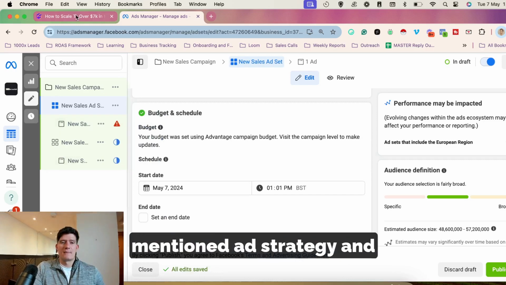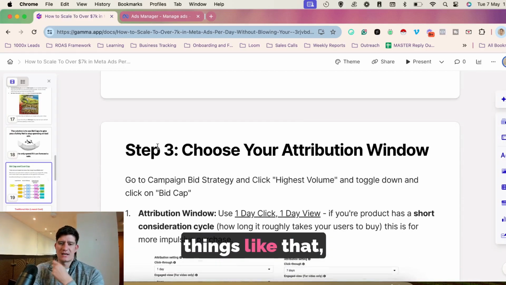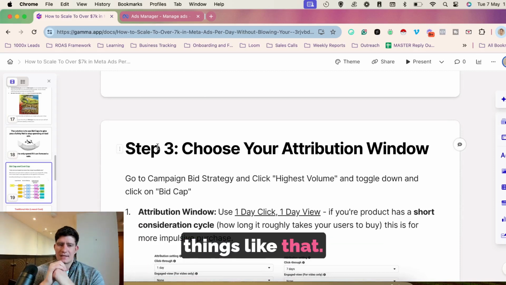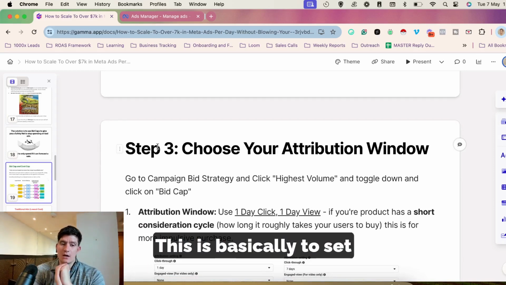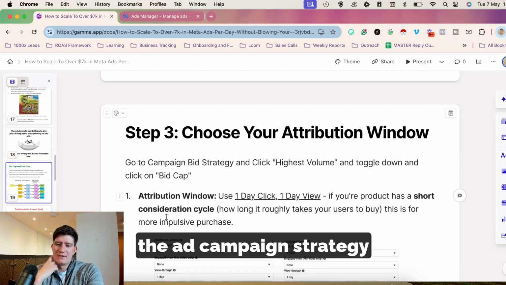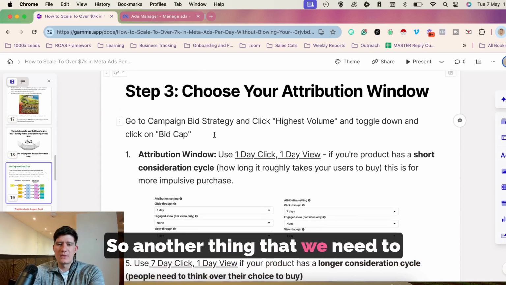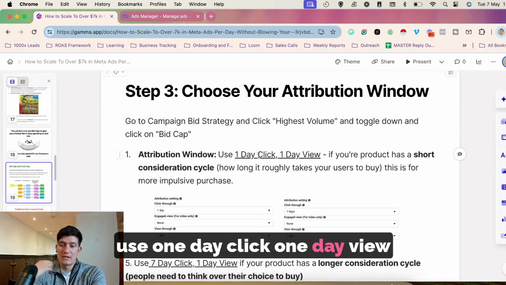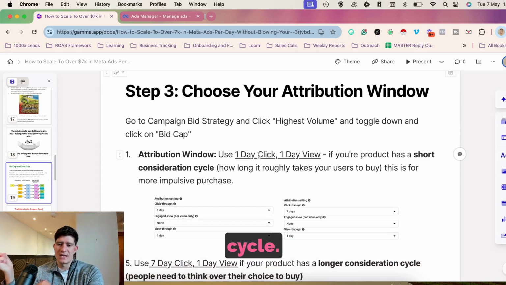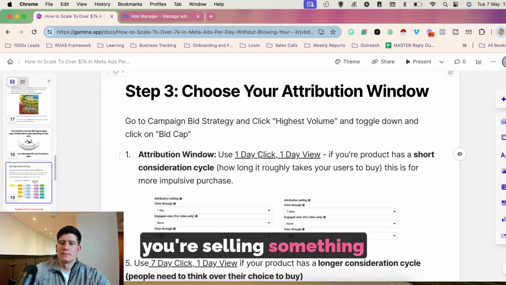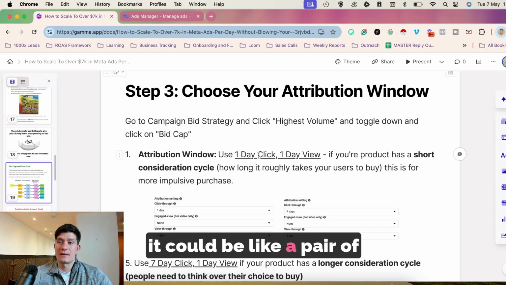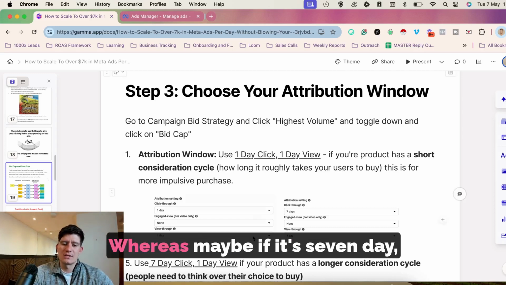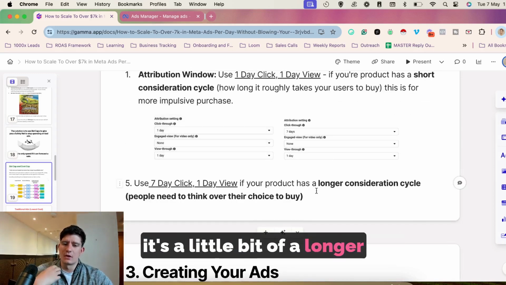So everything else that I mentioned, ad strategy and things like that, is going to be very much open to your interpretation, what creatives are working, things like that. That's for another video. This is basically to set up the ad campaign strategy and the structure. Another thing that we need to look at as well is we need to choose the attribution window. Use 1 day click, 1 day view if it has a short consideration cycle. So this means if you're selling something that is very impulsive, it could be like a pair of sunglasses under $50, for example, it doesn't need a lot of consideration, whereas maybe if it's 7-day, it's a little bit of a longer cycle.